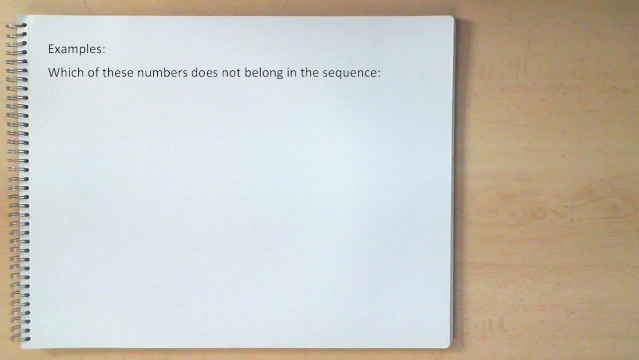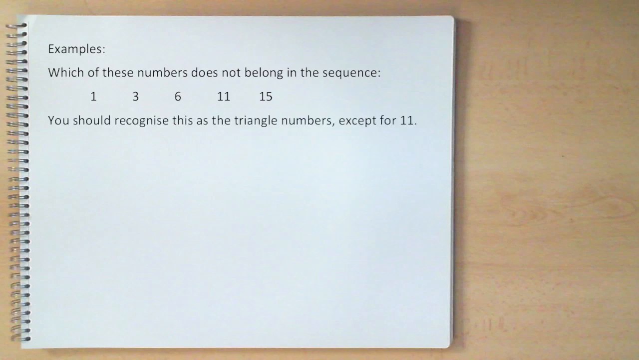So our knowledge of some of these basic sequences should help us with some of the simple questions we might get asked about sequences in exams or tests. A couple of examples. So here's a sequence: 1, 3, 6, 11, 15. You should recognize this as triangle numbers, except for the number 11, because the number that goes in there is the number 10. So clearly you would be able to say which number doesn't belong in that sequence.